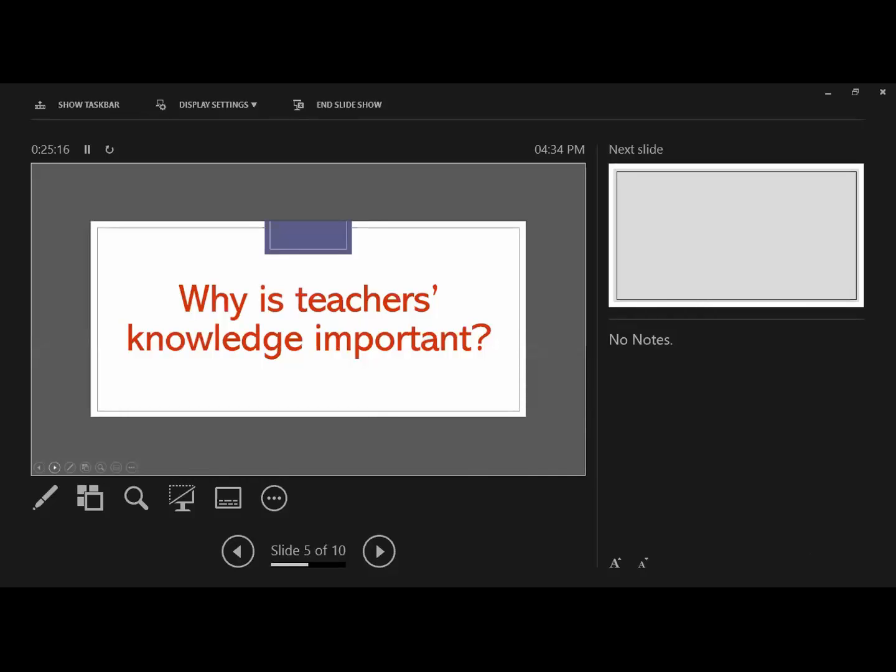So why is teachers' knowledge important then? Anyone? Any question? Any thought about this?